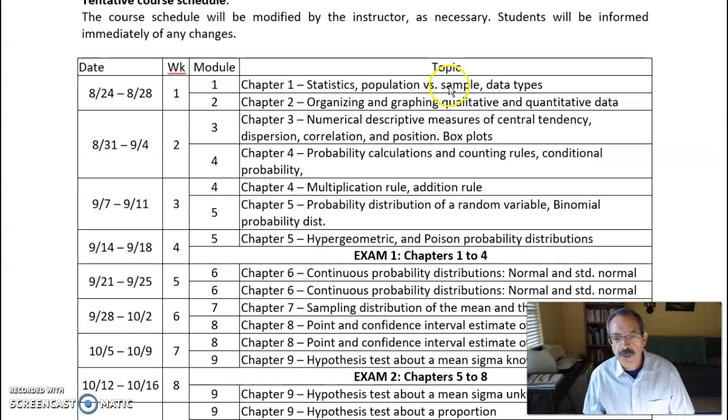The last part of these guidelines is the schedule, and we have the dates week by week, with weeks 1, 2, 3, and so forth. And here are the modules that we're supposed to cover each week and the corresponding chapters. So I will be posting the slides and the recorded lectures for each slide set as we progress.